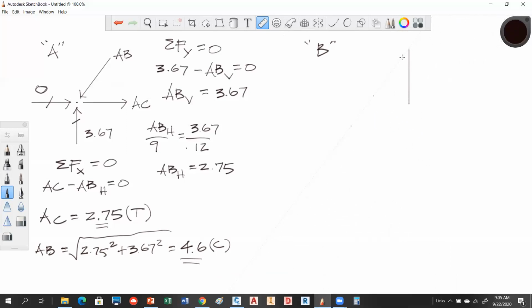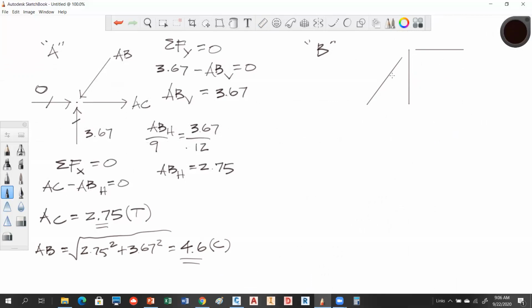Like this. And I have another member coming in like this. All right. So this is member BD, this is member BC, and this is member AB, which we know.